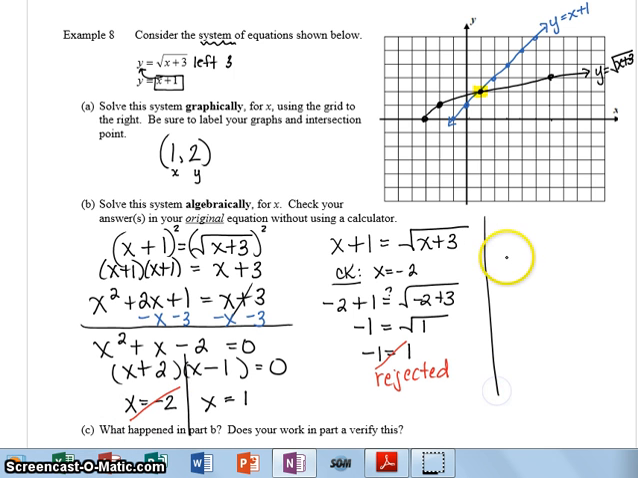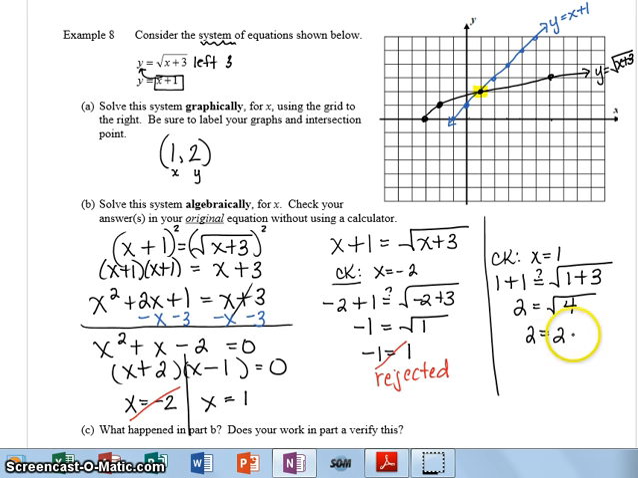Okay, now I'm going to check when x equals positive 1. That's my other solution here. So I'm going to say 1 plus 1, is that equal to the square root of 1 plus 3? 1 plus 1 is 2, and then underneath the radical I now have 1 plus 3 is 4. The square root of 4 is 2. I get 2 equals 2. It checks out, so I accept the answer x equals 1.